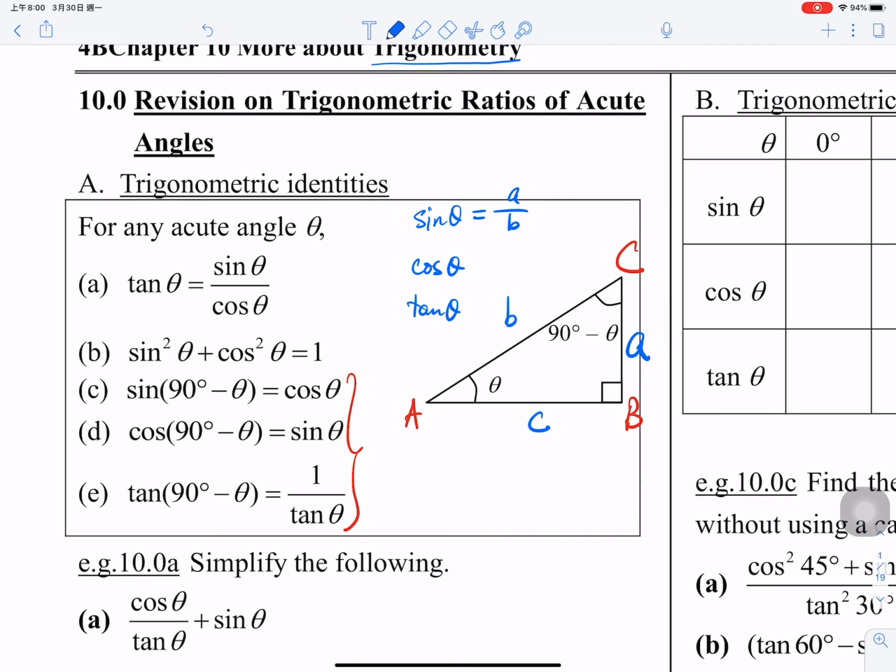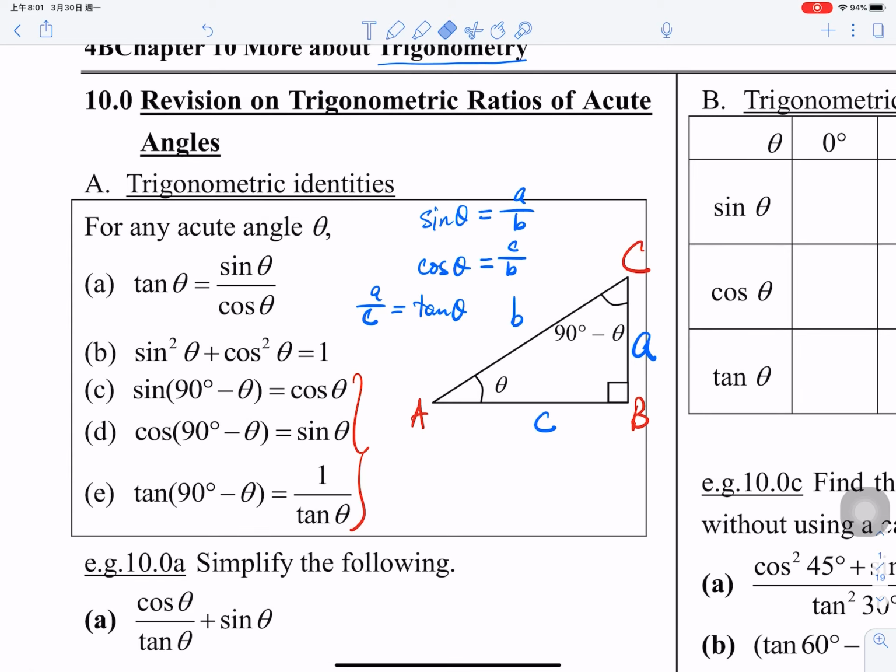A over B. How about cosine theta? Cosine, that means link up these two. Yeah, correct, C over B. How about tangent theta? Tangent theta, A over C, correct. A over C. Then let's see, how about sine 90 degrees minus theta?